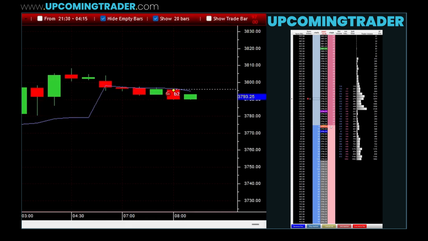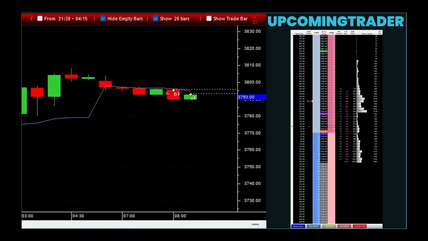In summary, the Tweezer Tops pattern is a valuable tool for traders, providing early warning signs of a potential change from a bullish to a bearish market. By identifying this pattern, traders can make informed decisions, such as taking profits on long positions or preparing to enter short positions in anticipation of the market's next move.